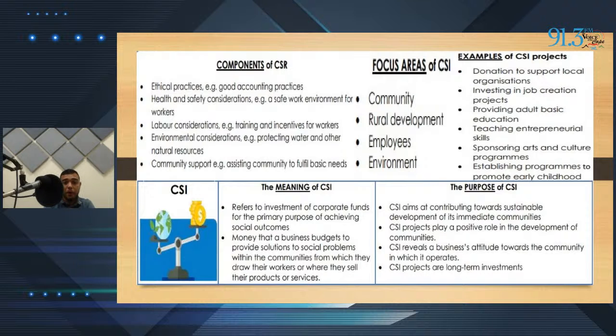Examples of CSI projects: donations to support local organizations, so maybe by giving the cooking oil or the gas for our people to make food for our people that don't have food in the community. Investing in job creation projects, providing adult basic education, meaning where adults can redo or complete their matric, teaching environmental skills, sponsoring art and culture programs, as well as establishing programs to promote early childhood development.